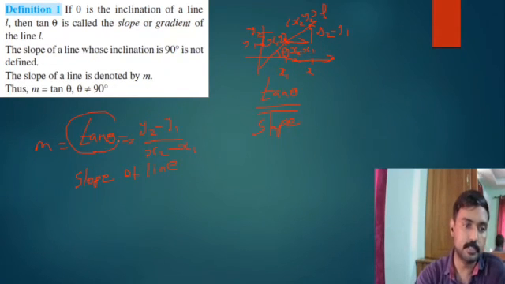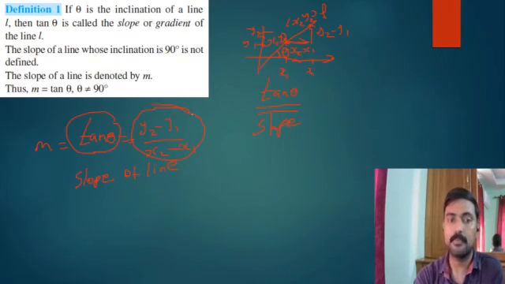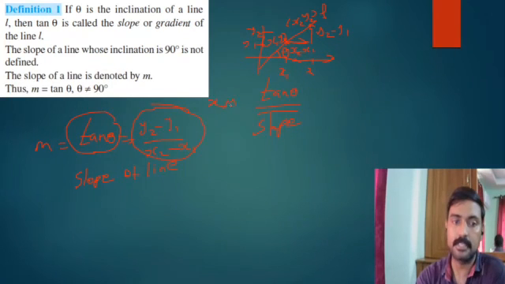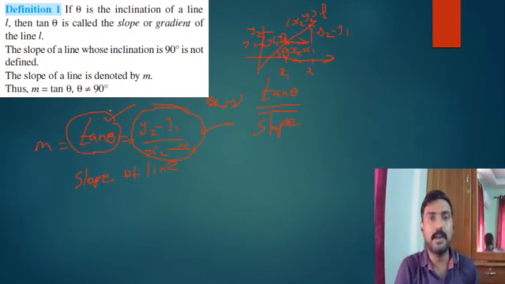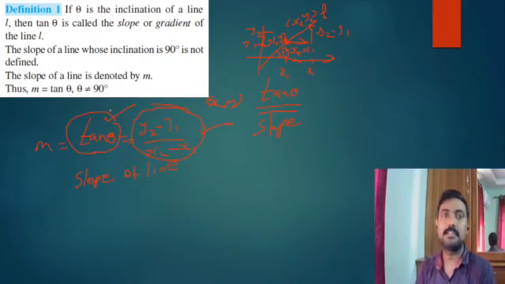This is based on the angle. This is based on the coordinates of the point. If the points x, y are given, we can use this method. If the angle of inclination is given, the slope can be identified by using the tan value.